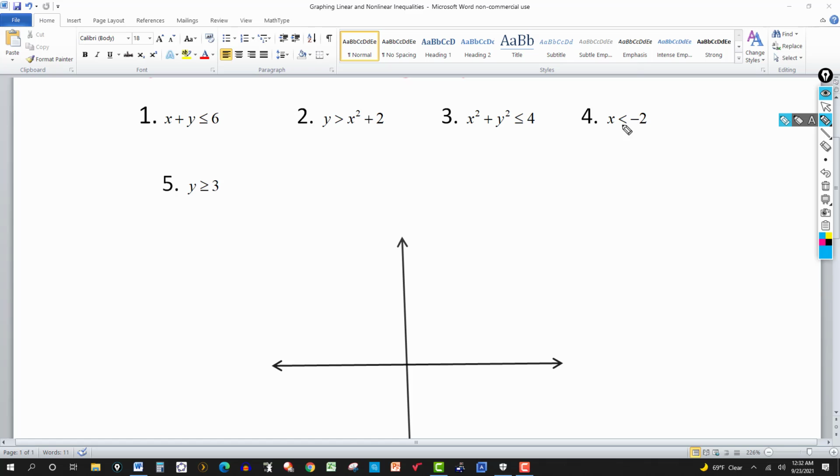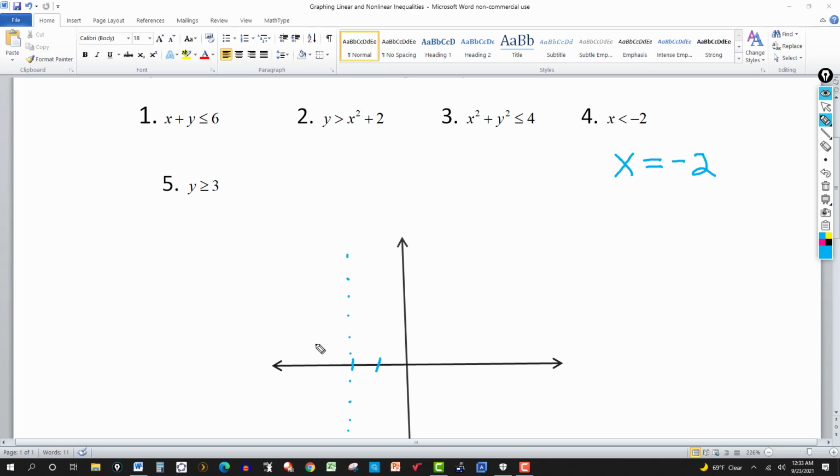x less than -2. This one's pretty straightforward. Boundary would be x equal to -2, and no equals on it. This you should recognize as a vertical line that passes through the point -2, 0. And it's going to be a broken line because there's no equal. There you have it.